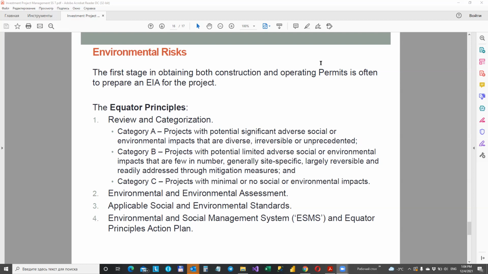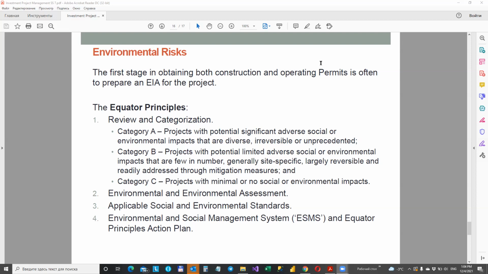What about the environmental impact assessment? The first stage in obtaining both construction and operating permits is often to prepare an EIA for the project. The EIA examines the environmental impact of the project in a variety of ways, such as the effect of construction and operation of the project on the surrounding natural environment, like plants, animals, habitats, landscapes, etc.